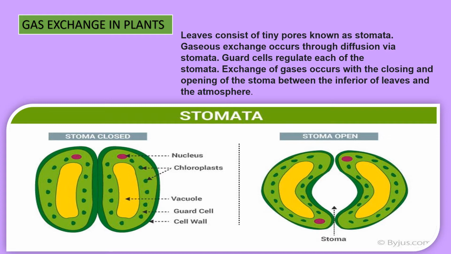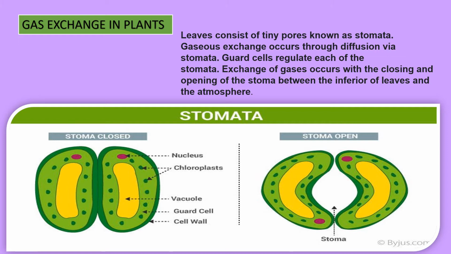The next one is gas exchange in plants. The first process of this is absorption of gases by leaves. Leaves consist of tiny pores known as stomata. Gaseous exchange occurs through diffusion via stomata. Guard cells regulate each of the stomata. Exchange of gases occurs with the closing and opening of stomata between the interior of leaves and the atmosphere.